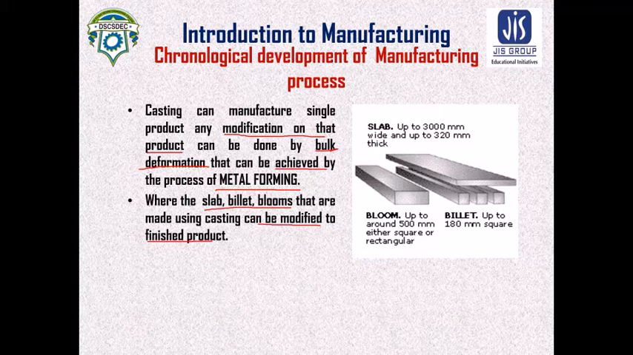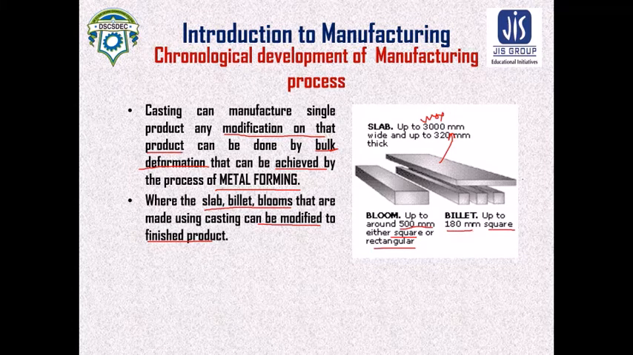A slab has 3000 mm width and 320 mm thickness; these are the maximum dimensions. In case of bloom, it can be either square or rectangular, but the maximum dimension is 500 mm. And billets have a square cross section with a 180 mm side.